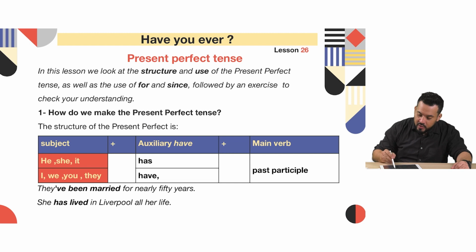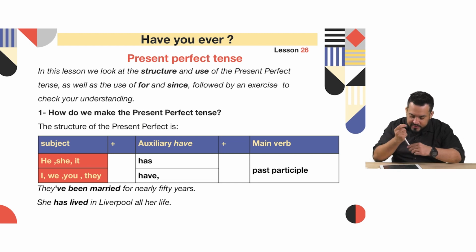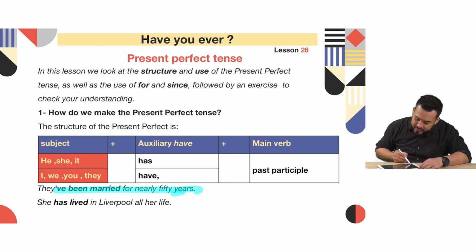Hold on one second. All right, let's take some example sentences. They've been married for nearly 50 years. So have been married. Have is the auxiliary and been married is the main verb.